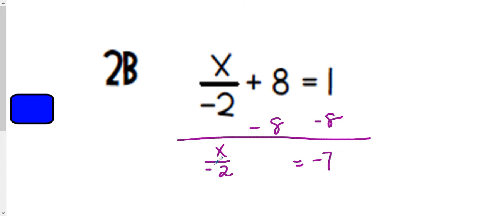Now we have x being divided by negative 2, so we're going to multiply by negative 2. Negative 2x divided by negative 2 is x. Negative 7 times negative 2 is 14.